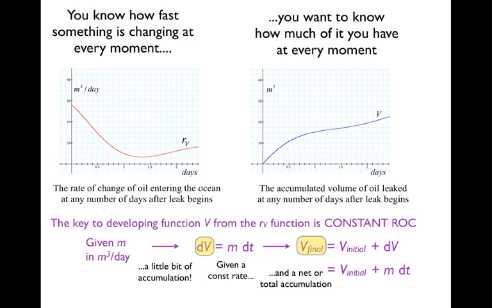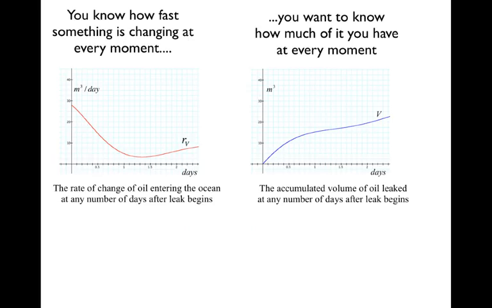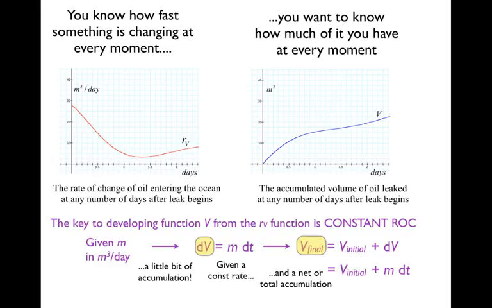So you see how this process works: starting with the rate, we can get a little change, and then a net or total accumulated amount. Okay, so that's the big picture of what we're doing.